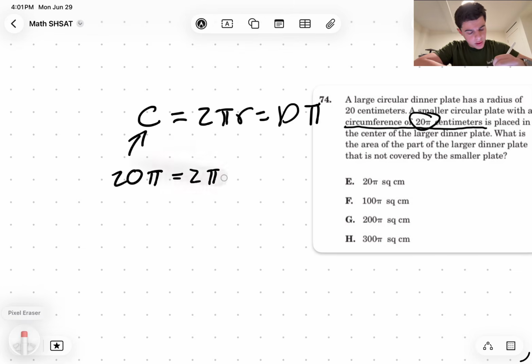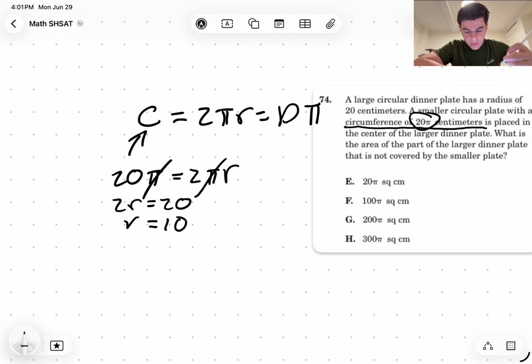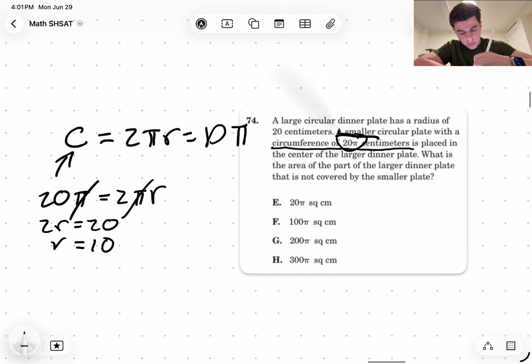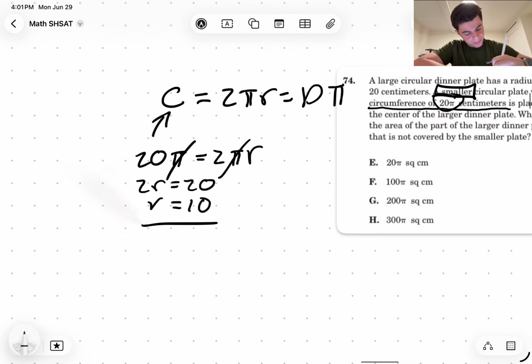And look at that. Now, we can solve for r. So first we can just cross out the pi's, right? So we get 2r equals 20. Now we have to divide both sides by 2, so we get r equals 10. So now we know that the radius of the smaller circular plate is 10, right?